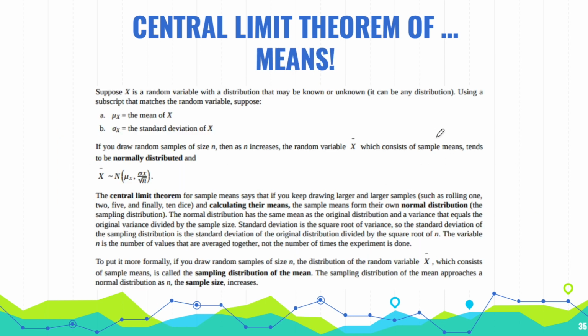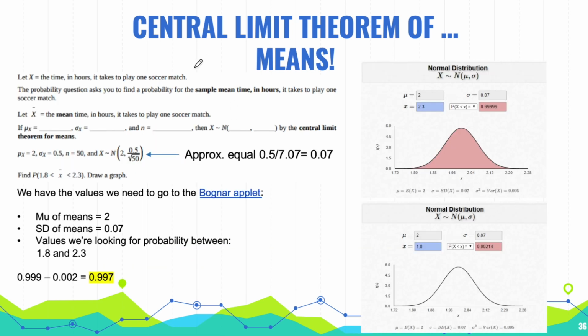As a reminder, this is the information from our introductory statistics OpenStax textbook about how to work with the central limit theorem of means. So again, we have x equals the time in hours it takes to play one soccer match, and the probability question asks you to find a probability for the sample mean time in hours it takes to play one soccer match. Capital X bar is the mean time in hours it takes to play one soccer match when we take a sample of all of these different matches that are played.